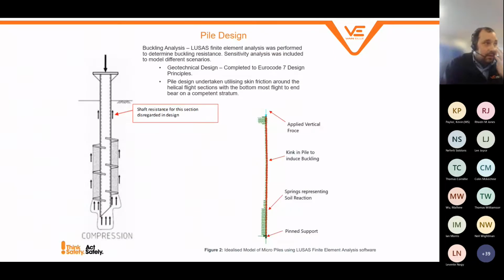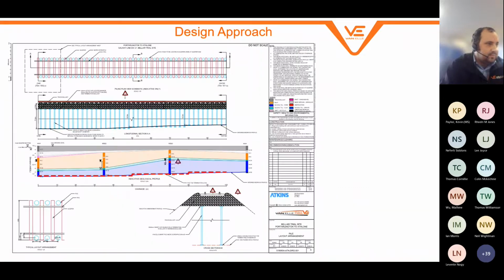The other element that we needed to check, obviously this peat layer being sort of circa 4 meters thick, was thicker than anything we'd encountered in the UK at the time. So we undertook a buckling analysis as well to make sure that because of this lack of restraint around the center section of the pile and the potential to induce a kink or a buckle, then we needed to account for that within the design parameters as well.